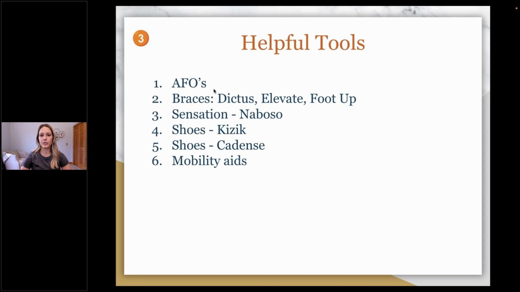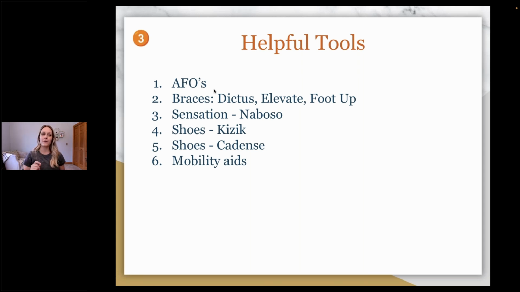For shoes, there's two different shoes. Kizik shoes are basically hands-free shoes that you can just slide into. And so if you have poor balance or poor hand strength and tying shoes is hard, Kizik can be a really great option. Then there's also Cadence shoes, which actually have pucks on the bottom of the shoe that allow you to slide your foot forward.